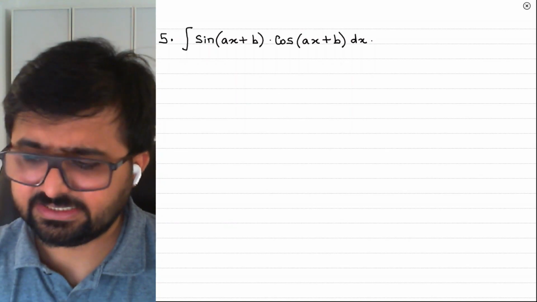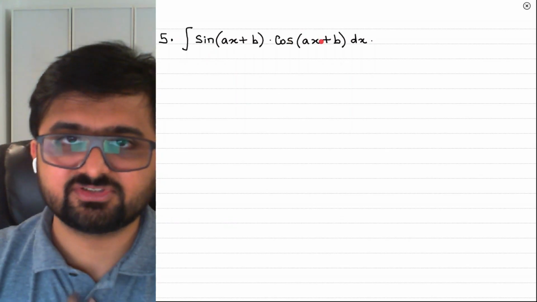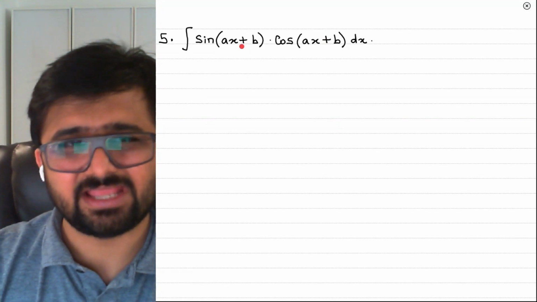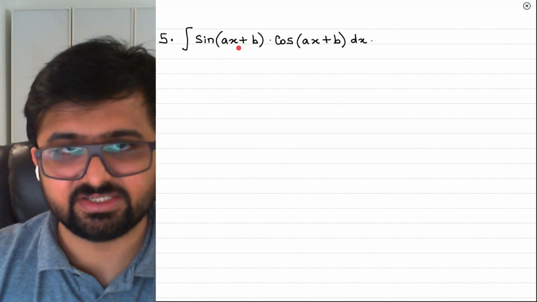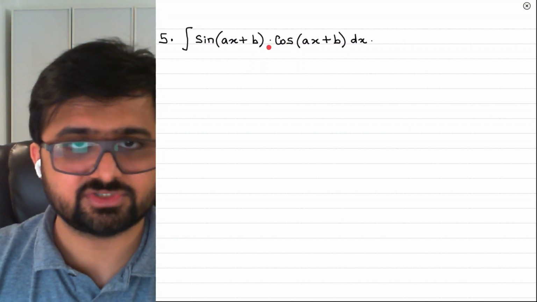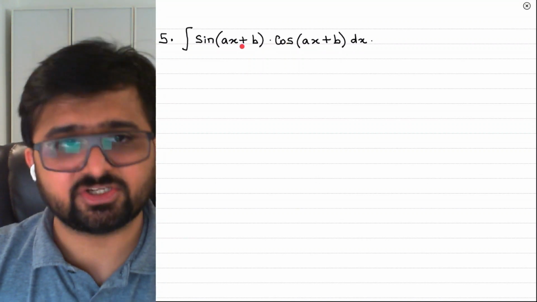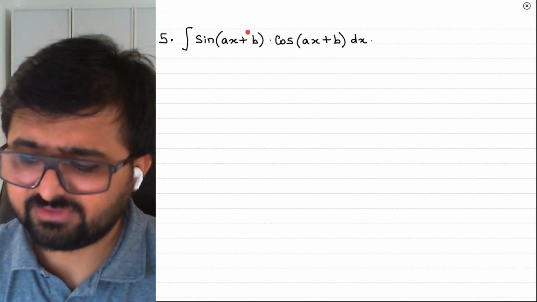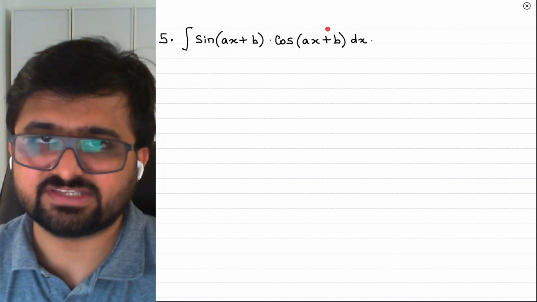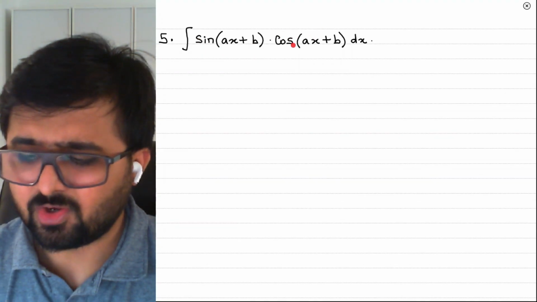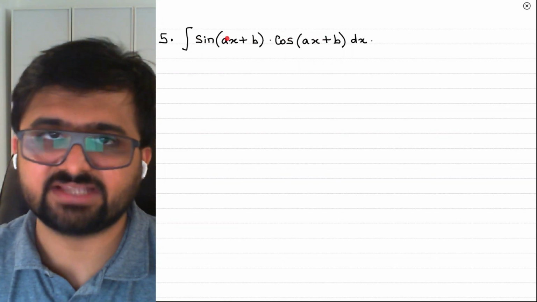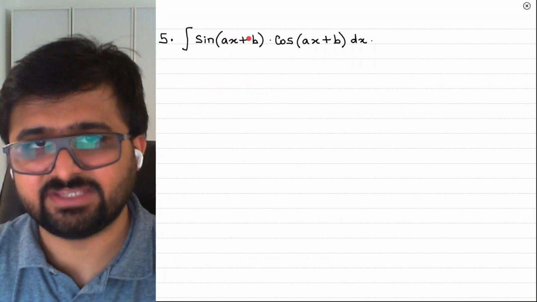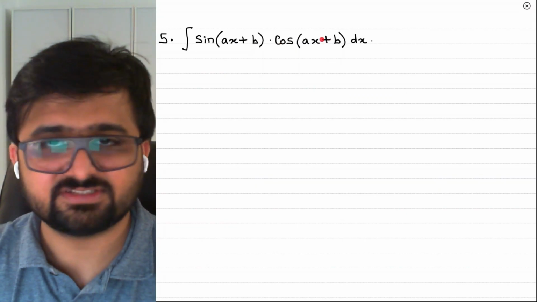All right, now let's integrate sine ax plus b times cos ax plus b. There are two methods with which you can integrate. You can directly apply a trigonometric formula here, or you can do the method of substitution. Either way works. Let's do the method of substitution. We know that the derivative of sine x is cos x, which is present here. Also, the derivative of cos x is minus sine x, which is also present. So you can either substitute sine ax plus b as t, or cos ax plus b as t.